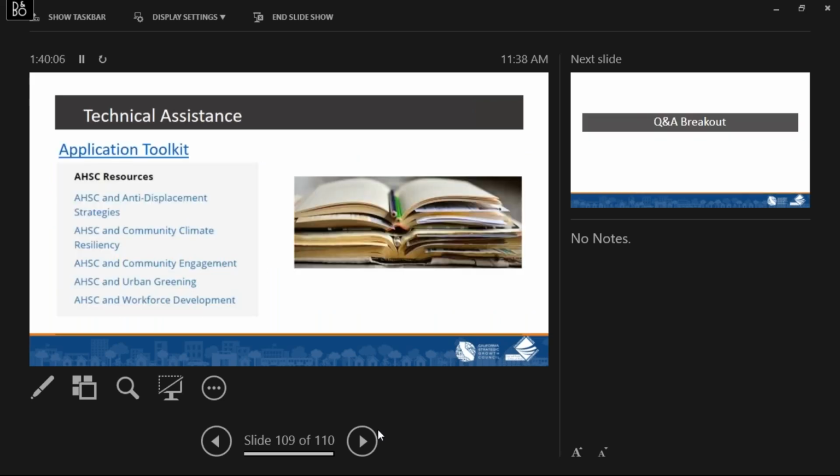And in addition to all this, some of our technical assistance providers from round 4 created an application toolkit that includes resources on how to tackle a lot of different components of the program. Specifically, there are a few really helpful ones around the narrative. So the community climate resiliency and community engagement component, but also how to really think strategically about anti-displacement strategies, workforce development, and urban greening. So we really encourage you to take a look. It's linked in the PowerPoint, and we can also send that out later.